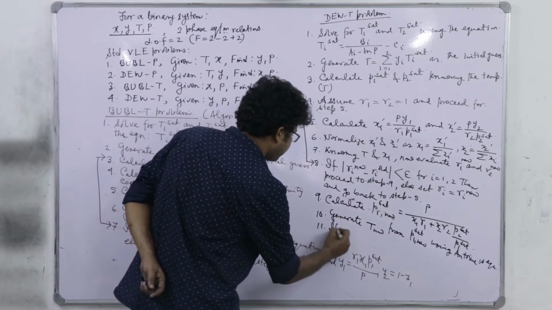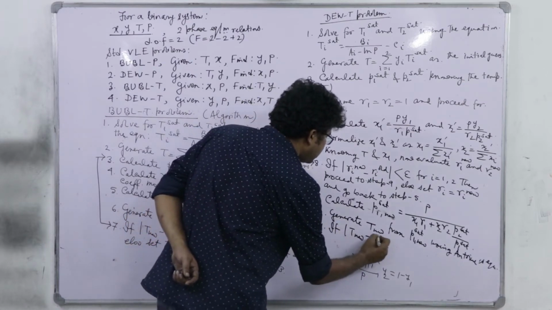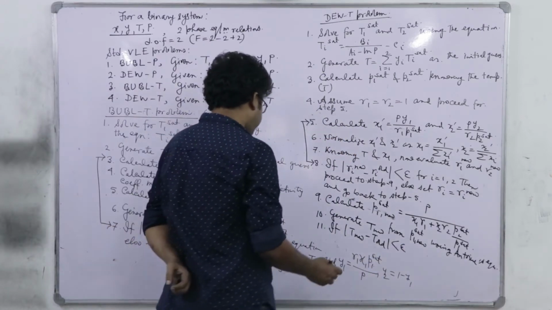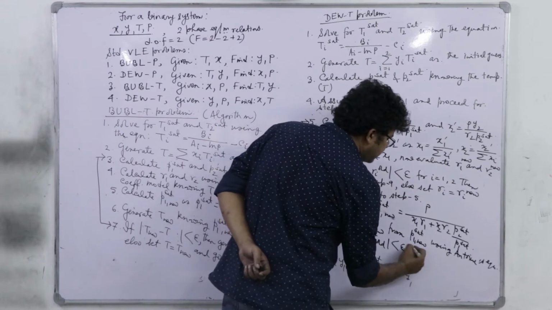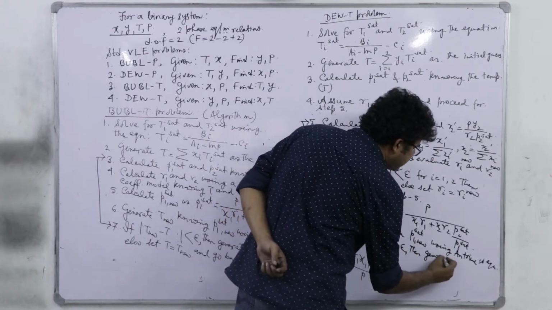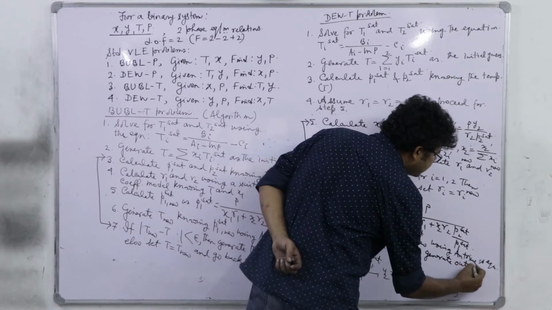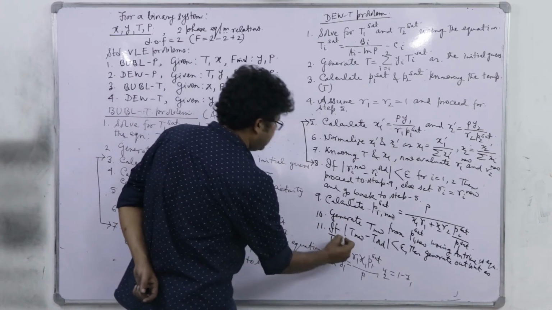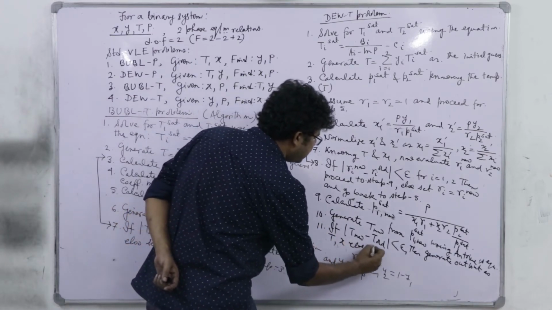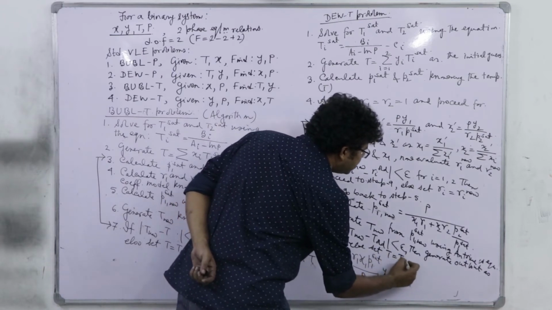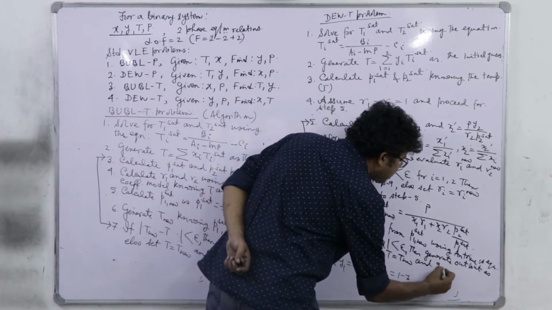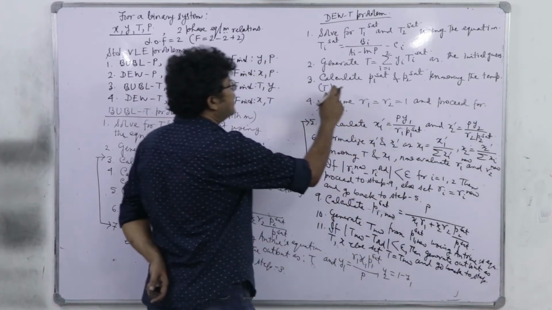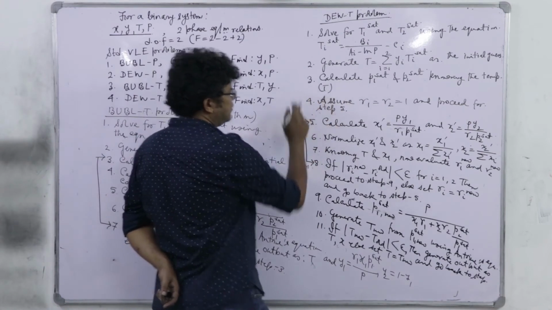If T new minus T old is less than epsilon, then generate output as T comma X, else set T equal to T new and go back to step 3, where we have calculated P1 sat and P2 sat.